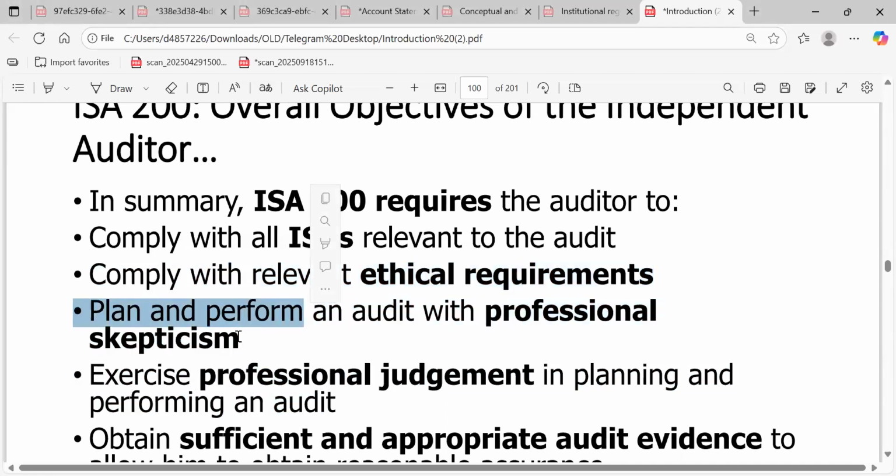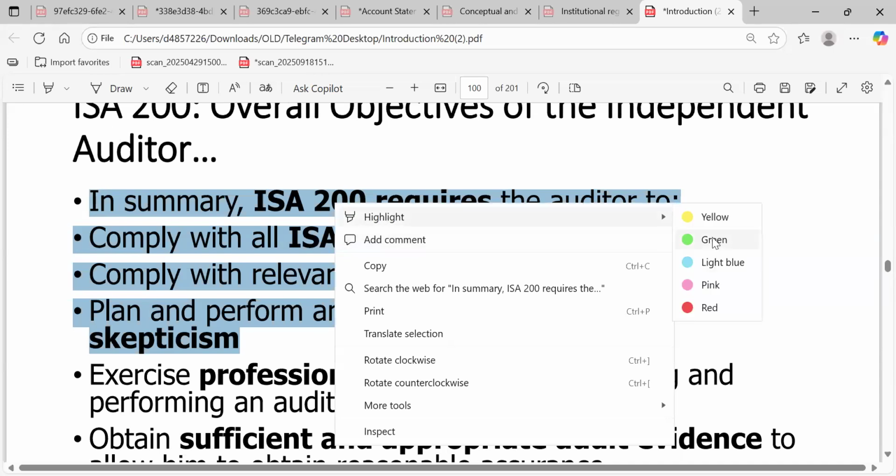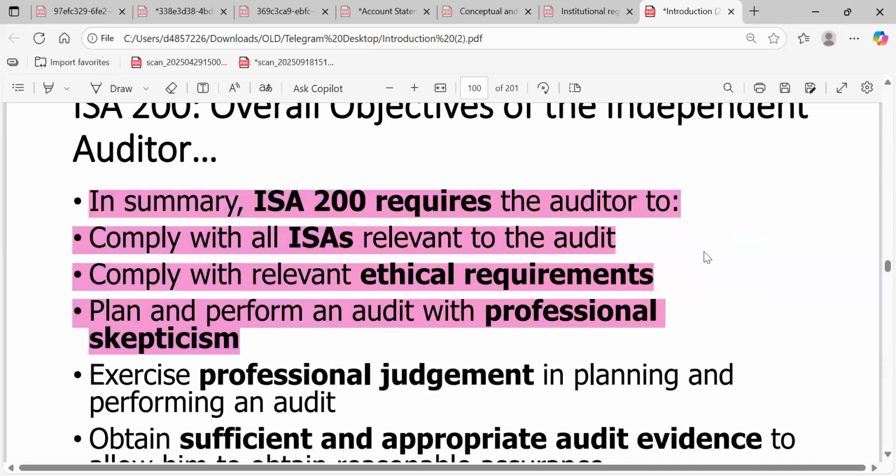He's not too confident with whatever management is giving. He wants to always cross-check. That's why sometimes they say auditors are very inquisitive. Yes, as an auditor, you have to be very inquisitive. If you are not, then you cannot be an auditor. Then you don't have that skills to be an auditor.